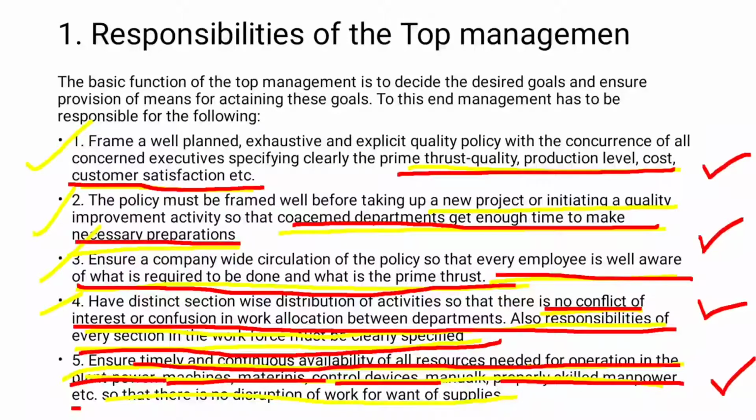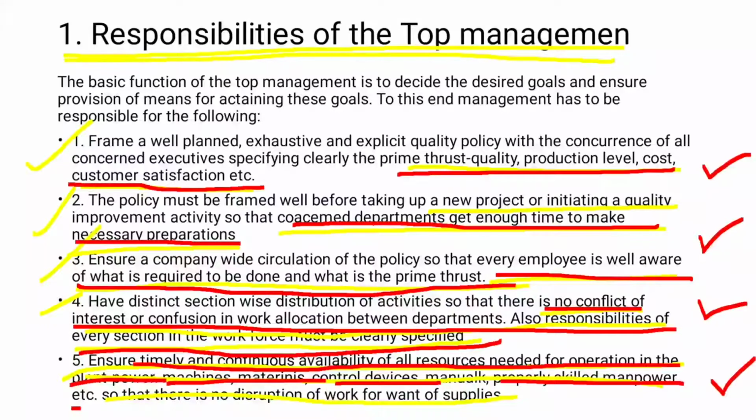Now see, in the responsibility of top management, you don't have to write all these 10 points. This question can be asked for 5 to 6 marks. So you have to first write the main heading, that is the responsibilities on the factory floor. Then you have to write the responsibilities of top management, middle order, and workforce, and in these points you have to write at least 4 points.